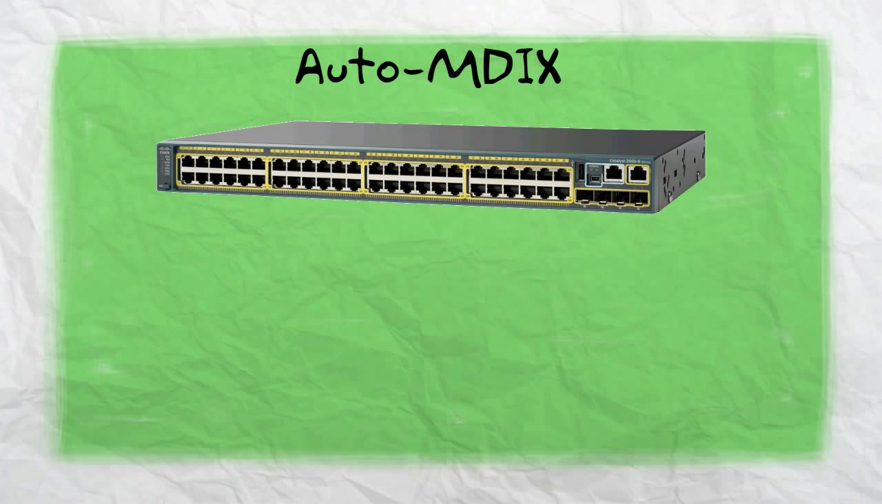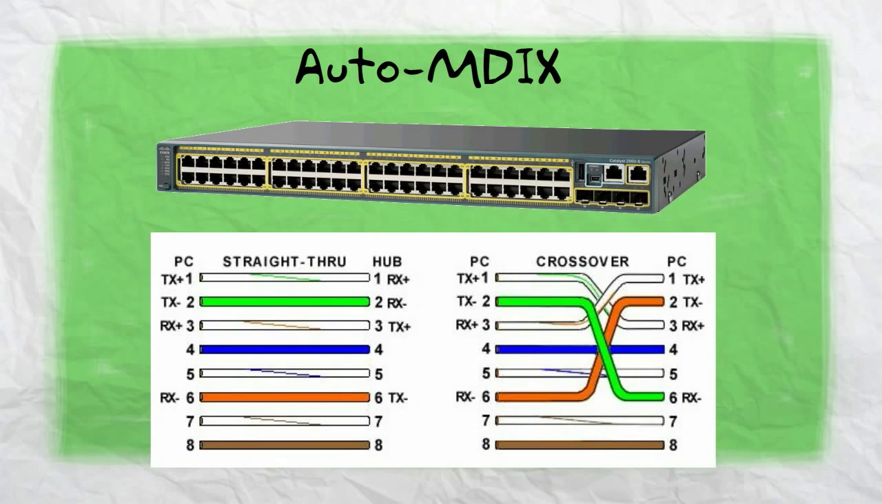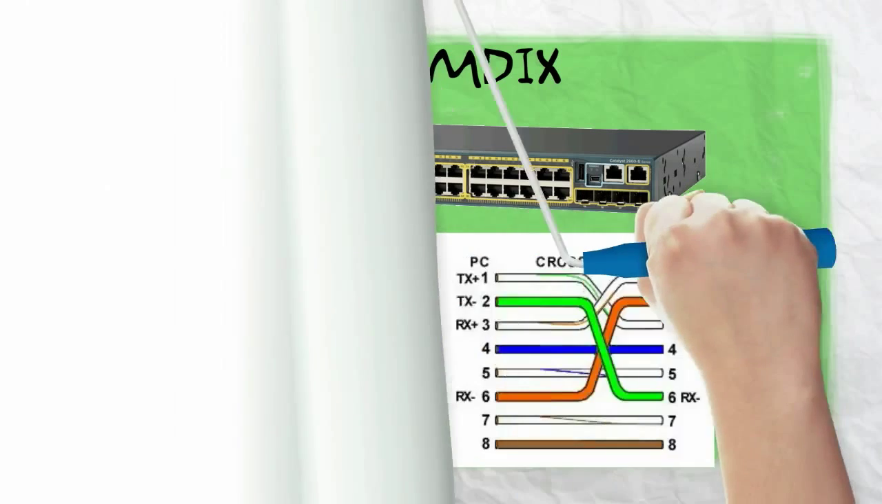Now we are going to see the Auto-MDIX, which is the medium-dependent interface crossover. It's a feature in the Cisco switches that enables us to connect either a straight-through or crossover Ethernet cable.